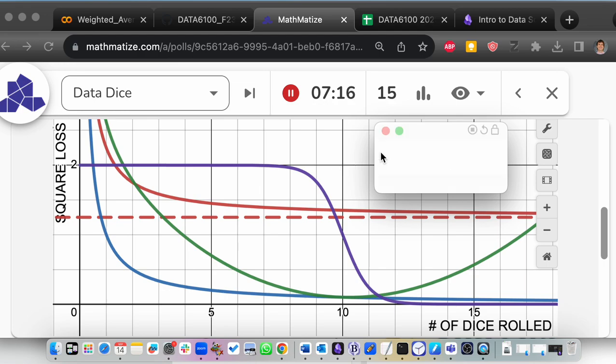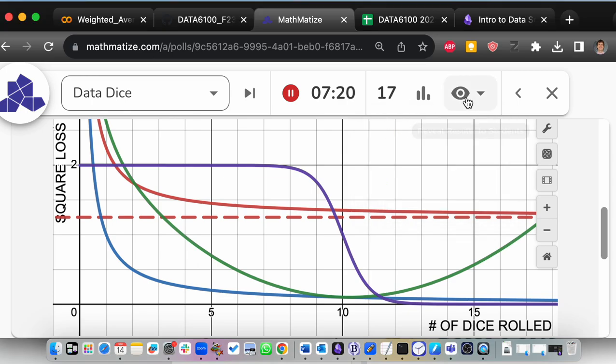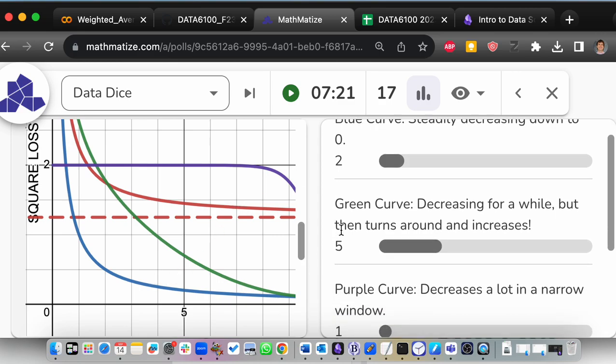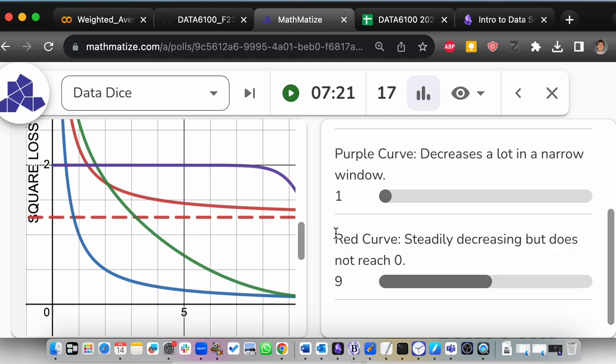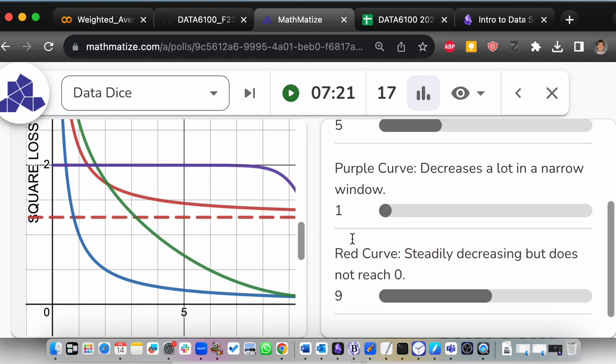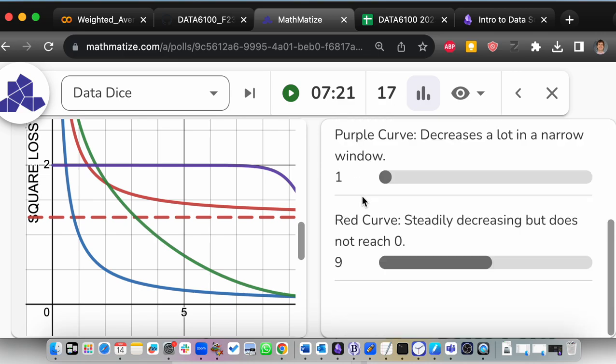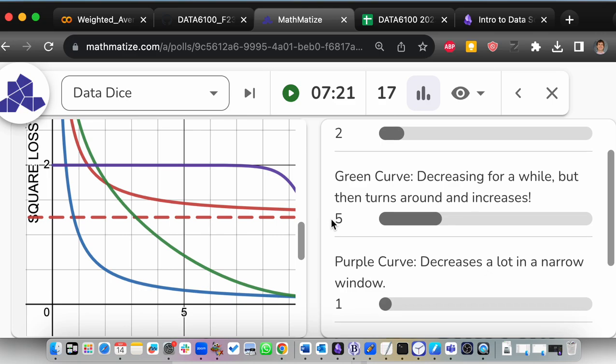Okay, let's see. I'm very curious what the votes are. Let's take a look. Reveal counts. Okay, we have 2 votes for blue, 5 votes for green, 1 vote for purple, and 9 votes for red. So a little bit split here. Out of 17 people, the biggest thing is red, which has just around half of the votes.